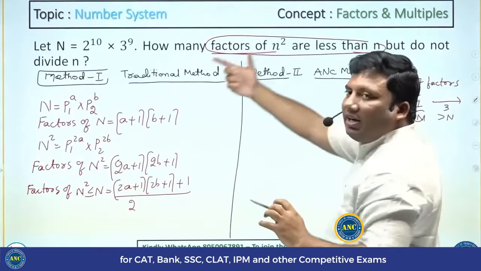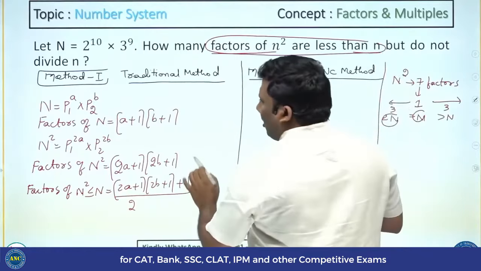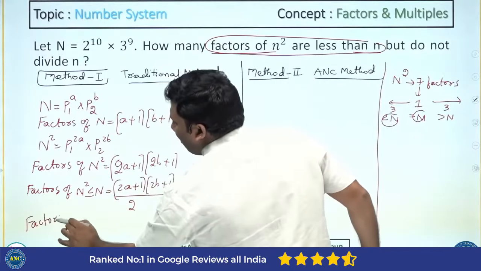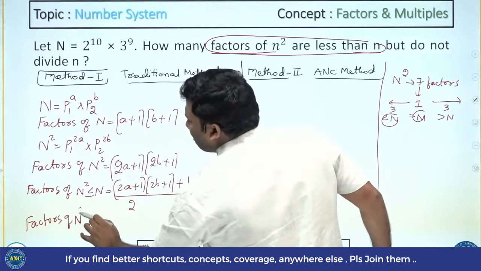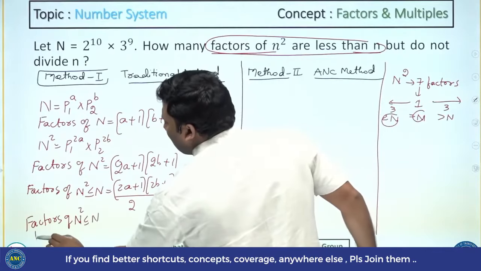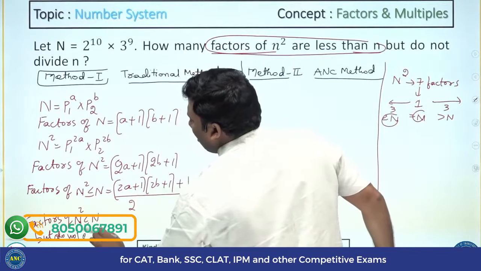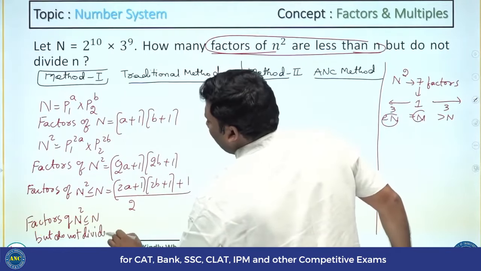But do not divide n. In that one, I do not want the factors of n. Factors of n square less than or equivalent to n, but do not divide n. So what we have to do?